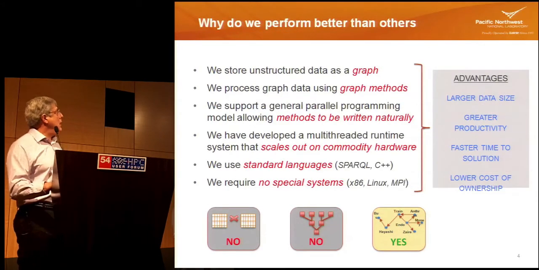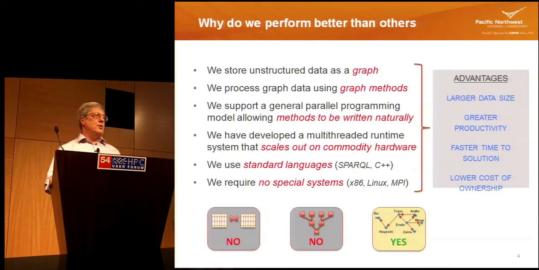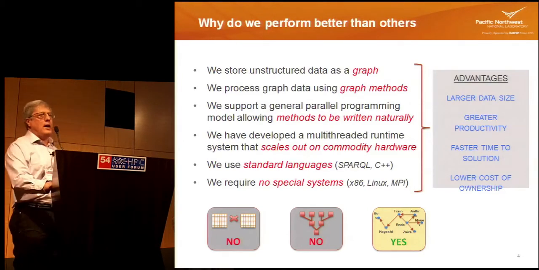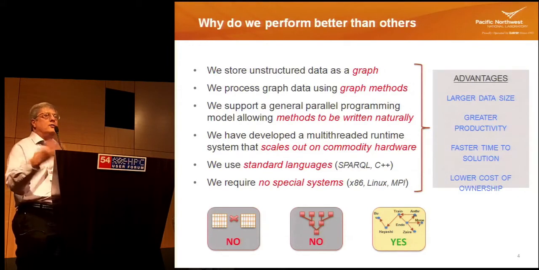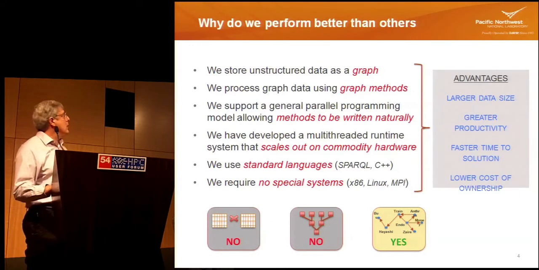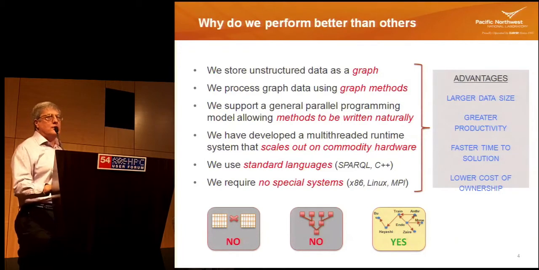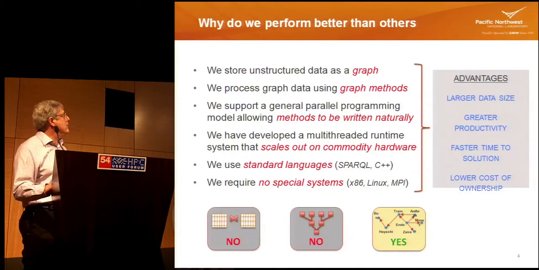Okay, so why do we perform better than others? This is an unstructured problem, best represented as graphs. So we want to store this data as graphs. We don't want to take unstructured data and squeeze it into a table format. Once you have a graph data structure, you should use graph methods to process it. You should not convert that graph and unstructured data back into a table in order to do a series of select and join operations.